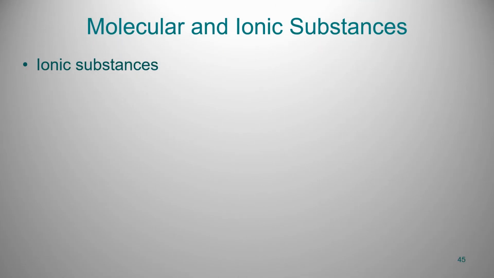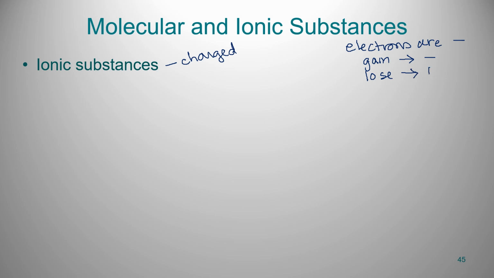Okay, so now we're going to talk about ionic substances. Remember, ionic substances are those that have lost or gained electrons. So they're charged particles that have gained or lost electrons. Remember that electrons are negative, so it always feels backwards. If you gain electrons, you become negative, and if you lose electrons, you become positive. So just don't forget that.